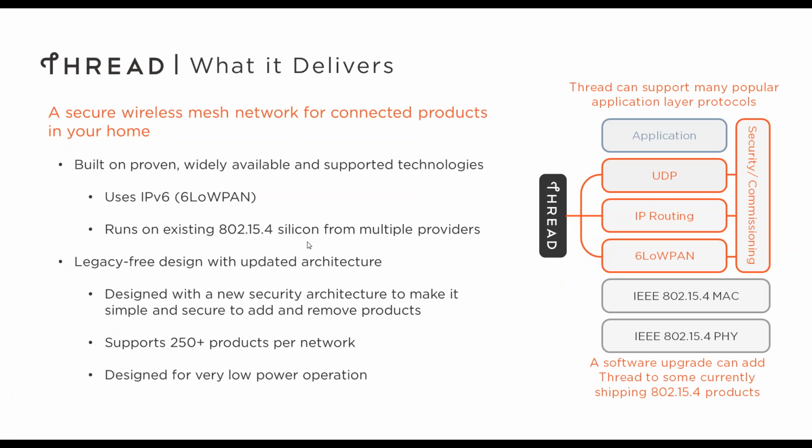Thread delivers a legacy-free, secure, wireless mesh network for connected products in the home by situating itself between widely available standard IEEE 802.15.4-2006 2.4 gigahertz silicon and one of many possible internet-based application layer protocols by using an IPv6 adaptation layer provided by a technology called 6LoWPAN. Thread also defines an easy-to-use and secure out-of-box commissioning architecture and protocol along with strong, always-on default network layer security. Thread's architecture supports up to or in excess of 250 plus products per network with very low power operation where it's needed.